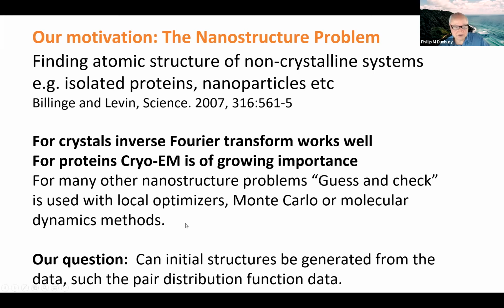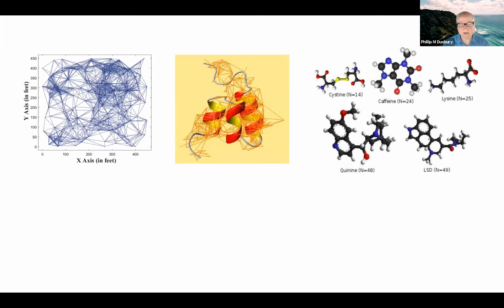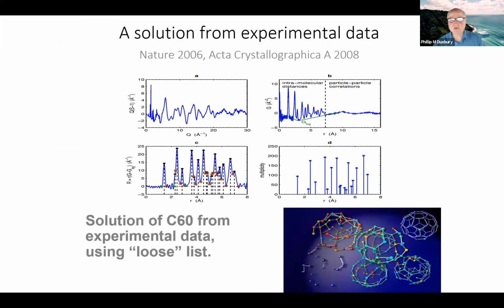So the question in general that we have is, given a set of scattering data, can we find initial structures from the data alone such that we can find more realistic global minima without making some initial guess? That was the original motivation that Professor Billinge came to me with. And when we first looked at the buckyball problem, this is what he had.